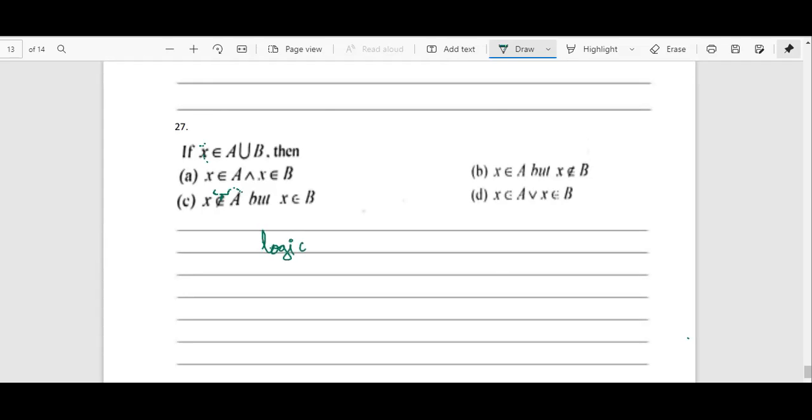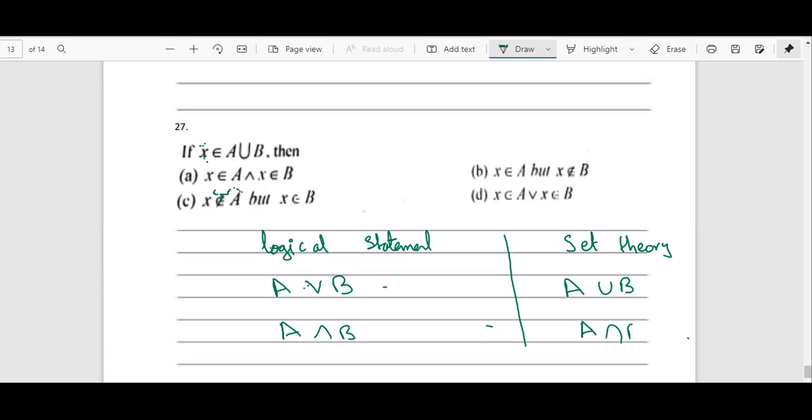So we have two types of things. One is a logical statement, and then we have its equivalence in set theory. Okay. So if we have something of this type, it would basically mean A union B. And if we have this, we are going to get A intersection B. Okay. So this is what we should know. And why I shared this, you will get to know that.